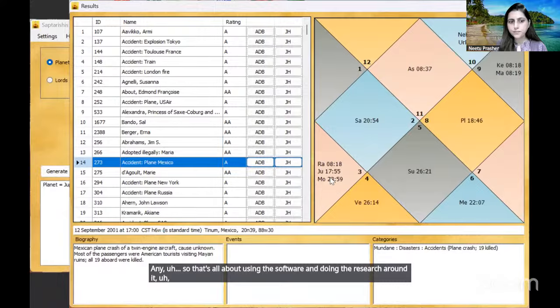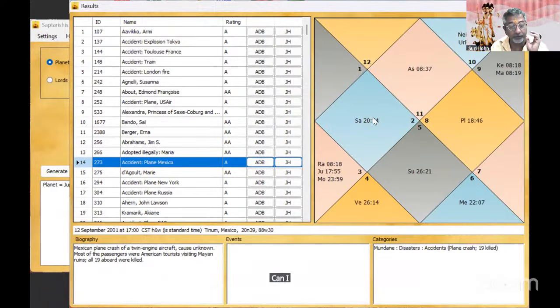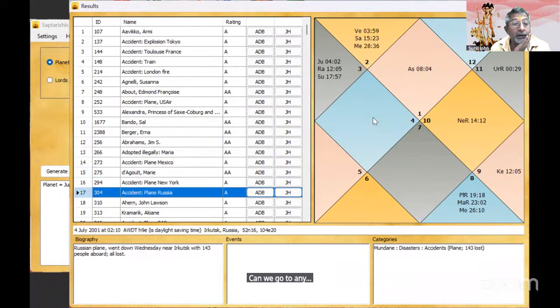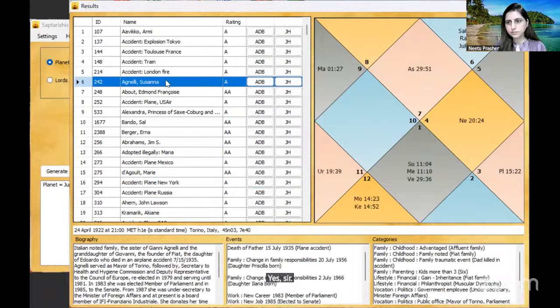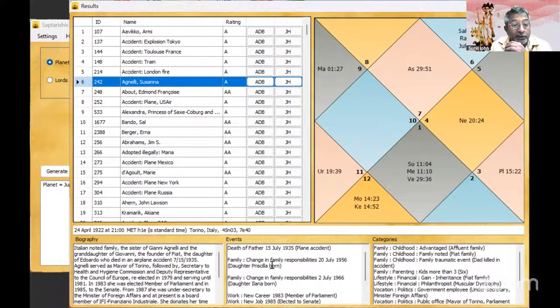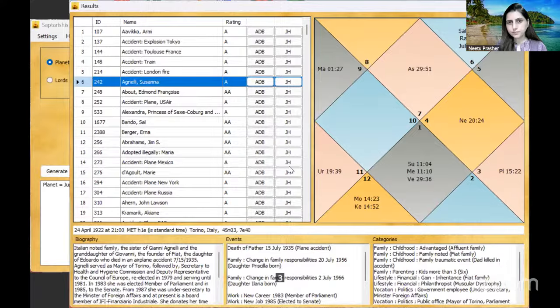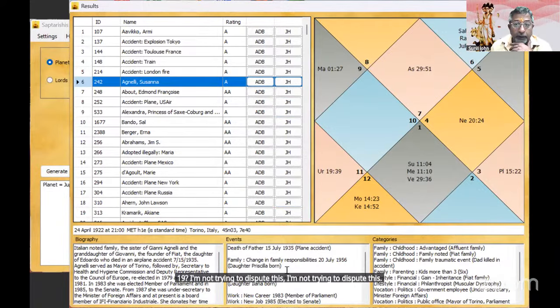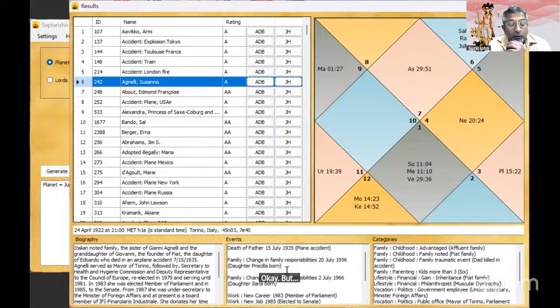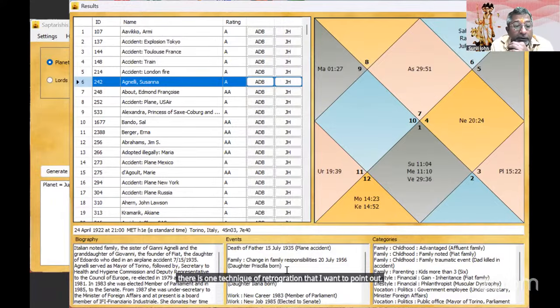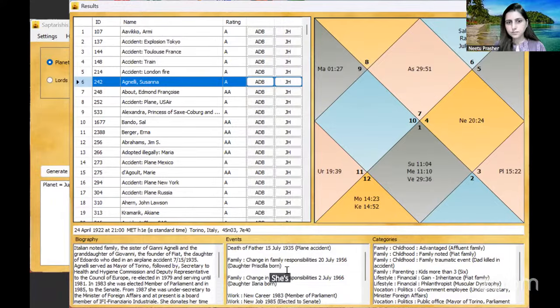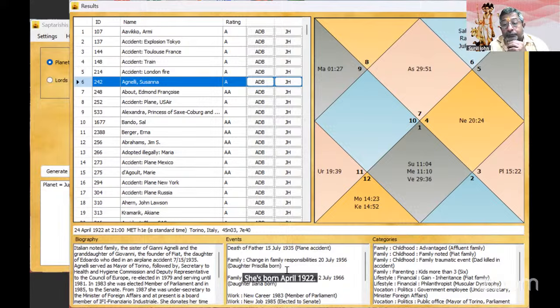So yeah. Can I ask a question? Yes, sir. Can we go to Susanna's chart? Yes, sir. So her 13th year, 1935. I'm not trying to dispute this. But there is one technique of retrogression that I want to point out. Right, sir. She is born April 1922. Yes, sir.